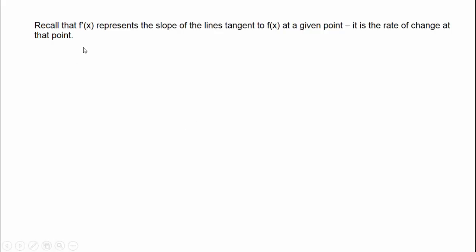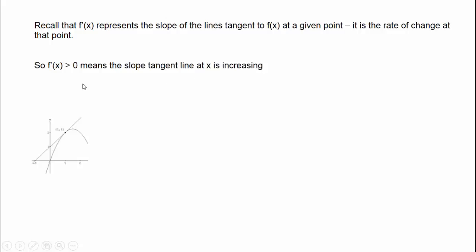All right, recall that f prime of x represents the slope of the lines that are tangent to the function at a given point. It is in fact the rate of change at that point. So if f prime of x is greater than 0, that means the slope of the tangent line at x is positive, like the picture here. We have our tangent line with a positive slope. And if you look at the graph underneath, it is increasing. It's an increasing graph at that point.